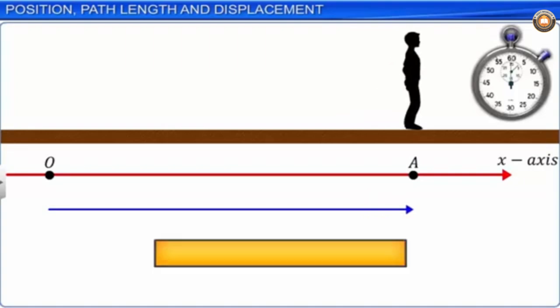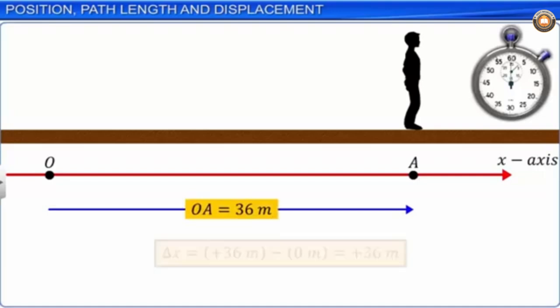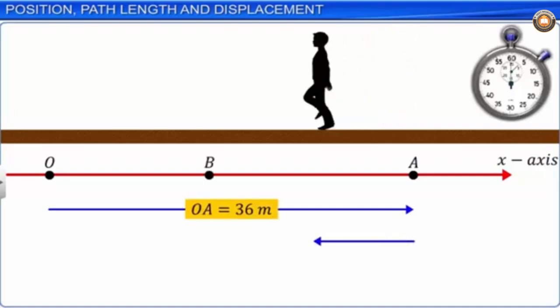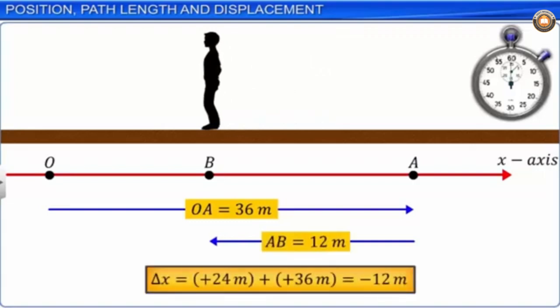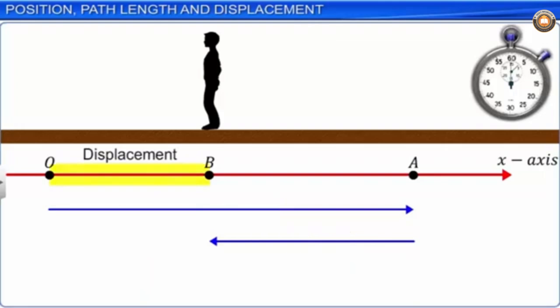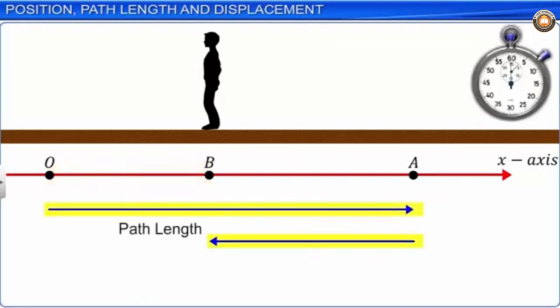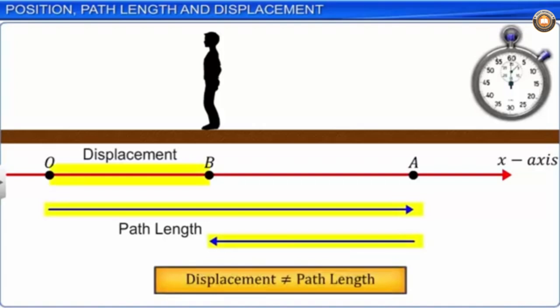Displacement delta x is the difference between the initial point and the final point, which is equal to 36 meters. The displacement of the man in moving from A to B is delta x, where delta x is the difference between 24 meters and 36 meters, which is equal to minus 12 meters. The magnitude of displacement and the path length traversed by an object may or may not be the same.